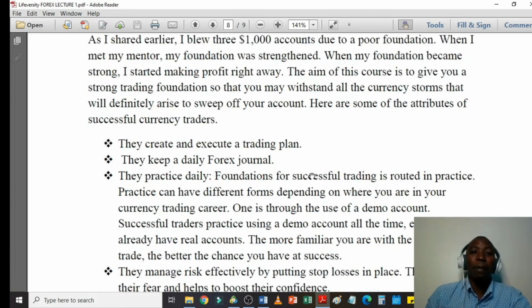Then number 2, they keep a daily forex journal. You must be able to write down how the trades went, the trades you opened and why you opened them. If you made losses, you must write them down and write the reasons why. It is good for learning purposes, and you will tend to remember most of the things you jot down rather than just reading them, so it is better to write down. So good forex traders, or exceptional forex traders, are able to keep a daily journal.